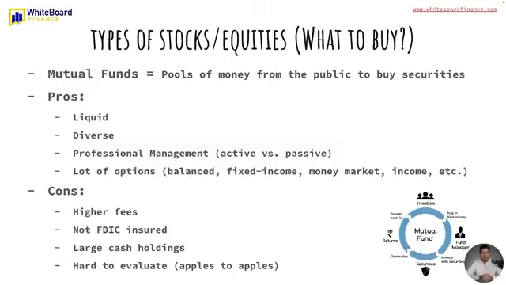It's called passive management. And then we have a lot of options. So there's balanced mutual funds, fixed income mutual funds, which we talked about earlier, money markets, income, all that stuff. So you have a lot to choose from.